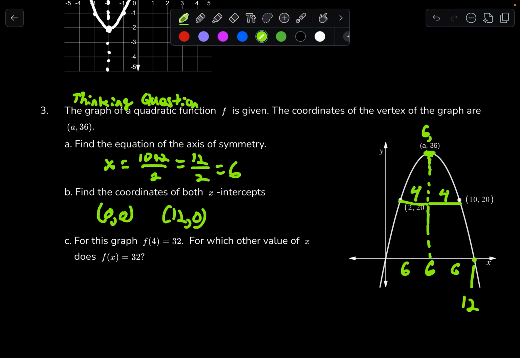And then they're asking you if f of 4, if that's 6, 4 would be somewhere right around here.